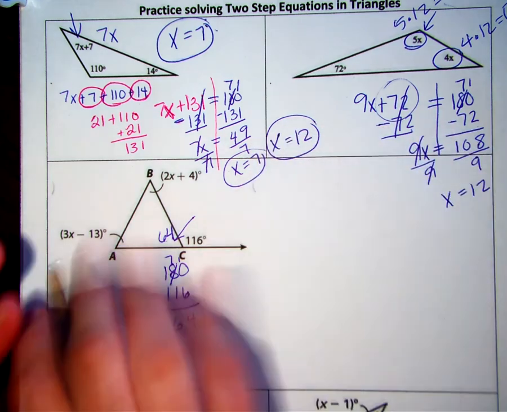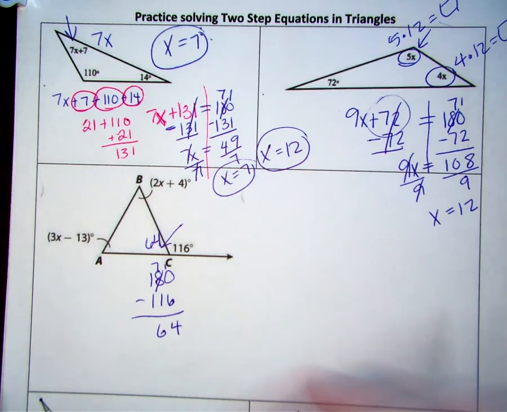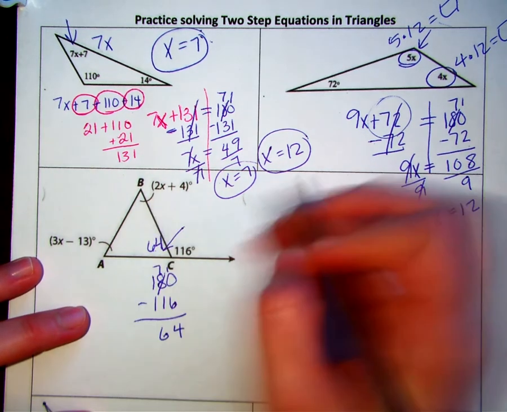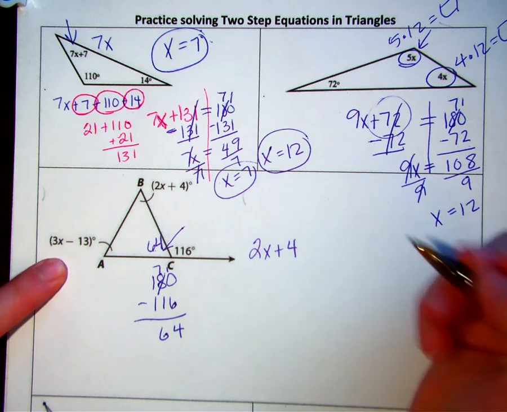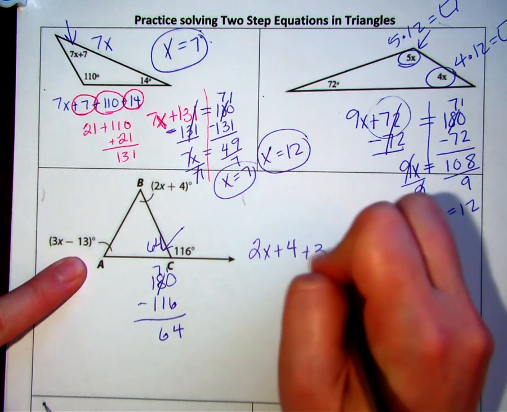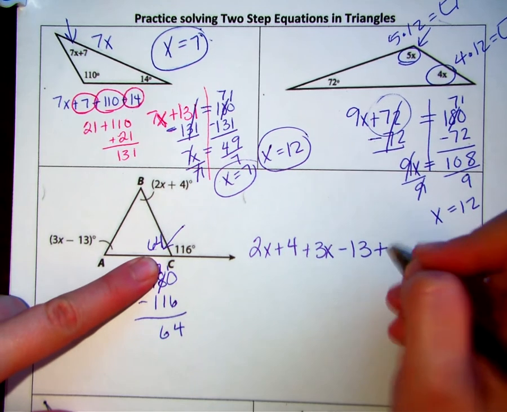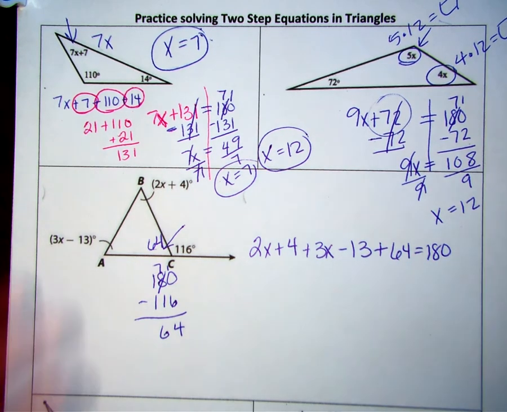So if you want to write a long equation, you can. I don't know if that makes it easier or harder. I'm going to write a long equation just so you can see what I'm doing. So I'm going to write my 2x plus 4, and I'm going to write plus 3x minus 13 plus 64 is equal to 180. And now you're going to combine all those like terms.